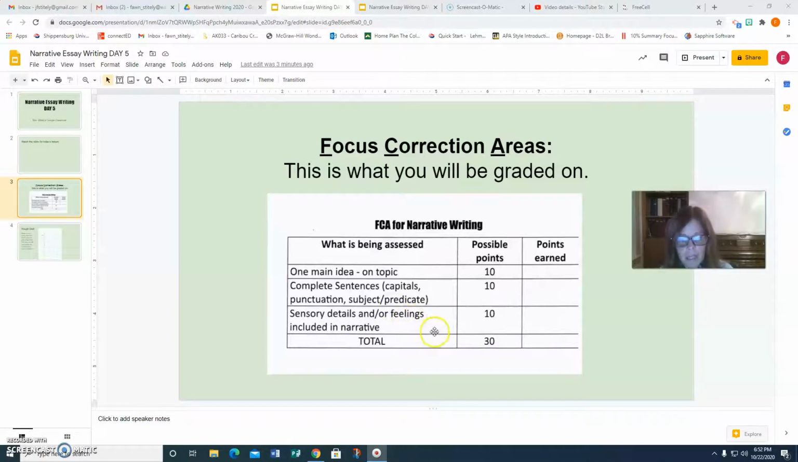And last but not least, did you include sensory details and/or feelings in your narrative? Now, I know that some topics are going to lend themselves more to others, but what I want to see is, has your writing progressed from the very beginning? Did you add some things that made us feel and see what was going on in your moment?